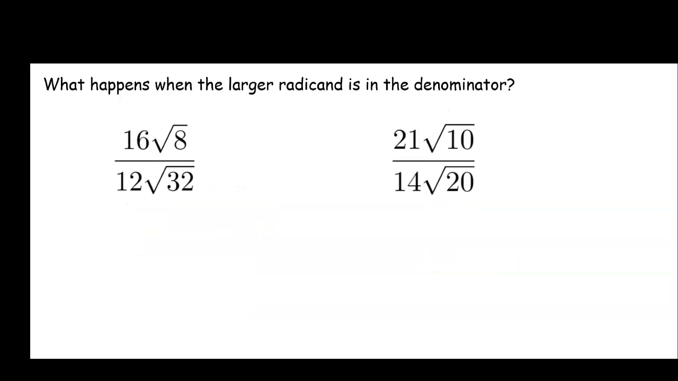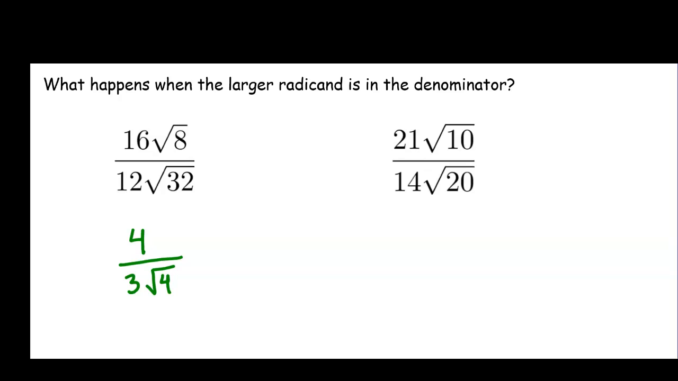Now, what happens when the larger radicand is in the denominator? In all the examples that we've looked at so far, the larger radicand has been in the numerator, and that works pretty nicely for us. So if we look at our first example, 16 square root of 8 over 12 square root of 32, we go through the same process and divide the coefficients. So the 16 over 12 would reduce to 4 over 3. Then we divide the radicands, but in this case it's more like reducing, since it's 8 over 32. That will reduce to 1 over 4. So we're going to write the square root of 4 in the denominator.